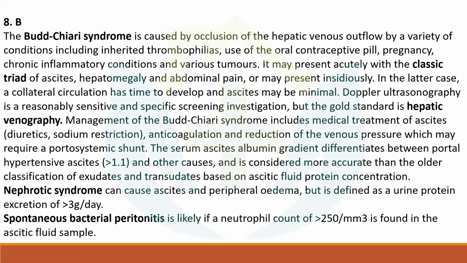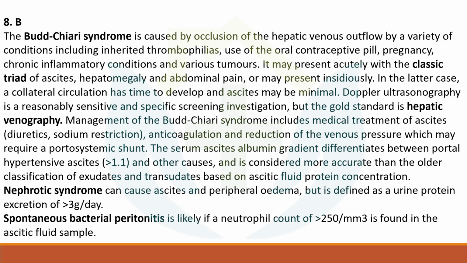It is caused by the occlusion of the hepatic venous outflow by a variety of conditions, including inherited thrombophilias, use of oral contraceptive pills, pregnancy, chronic inflammatory diseases, and various tumors. It may present acutely with a classic triad. What is the triad? Ascites, hepatomegaly, abdominal pain. This is the classic triad which is seen in this. In the latter case, a collateral circulation has time to develop and ascites may be minimal.